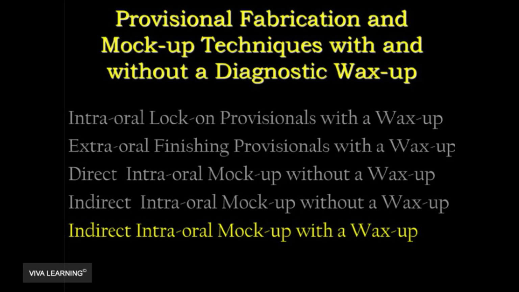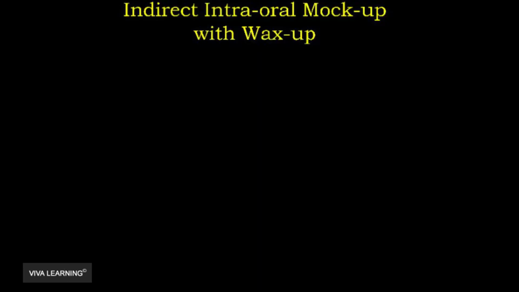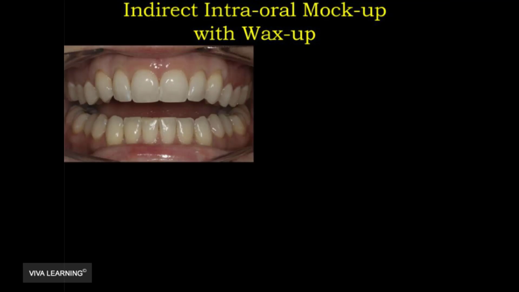The next technique, and the last technique we'll look at, is if you don't want to do either mocking up in the mouth or mocking it up on a model, you can simply send it to the laboratory. As I said earlier, the laboratory will give you a beautiful diagnostic wax-up with a putty matrix of the wax-up, and before you ever begin the treatment, you can use that putty matrix of the diagnostic wax-up to do your pre-op mock-up on the teeth. So we're going to look at an example of a case where we did exactly that. This is what we call the indirect intra-oral mock-up with a wax-up.